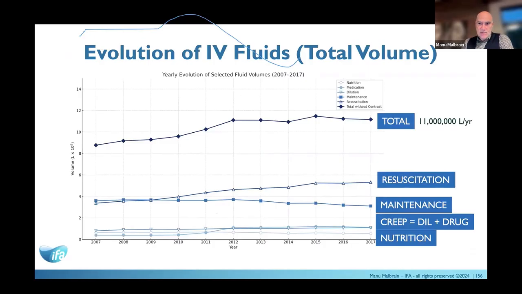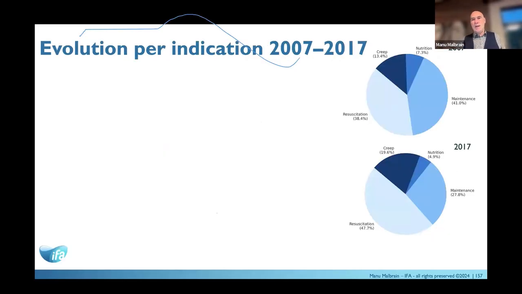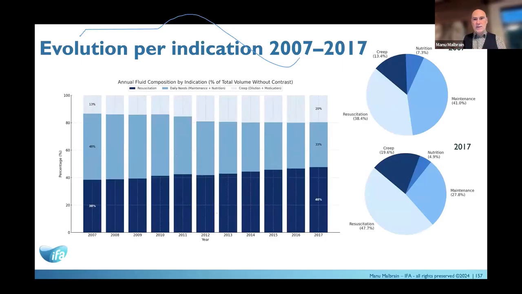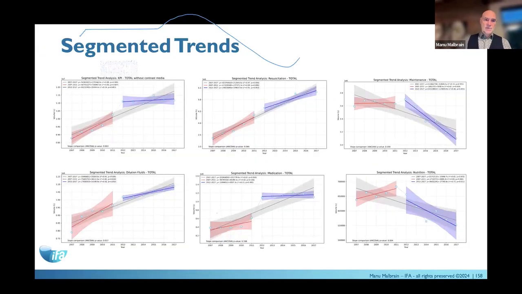Now, totally 11 million liters of fluids per year, as you can see, and there is kind of an increase in resuscitation, so the isotonic ones, and a decrease in maintenance. If we compare 2007 and 17, we see creep fluids increasing, maintenance decreasing, but resuscitation increasing, which makes me think or believe, I'm sure, that many patients receive saline, ringers, or plasma-lyte as a maintenance solution rather than a resuscitation solution where it should be given for.